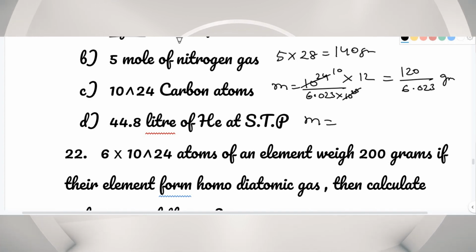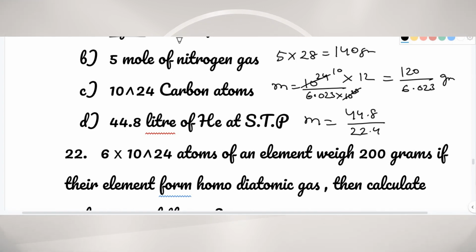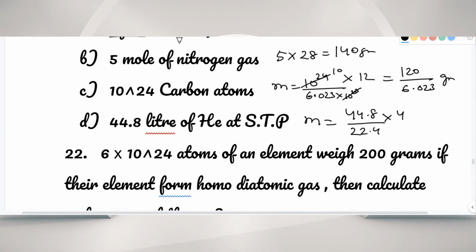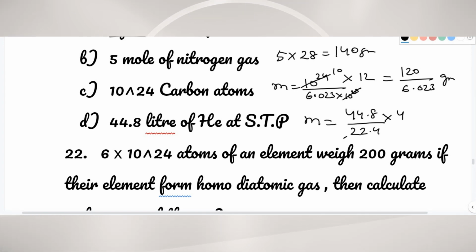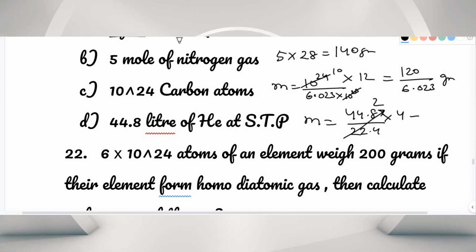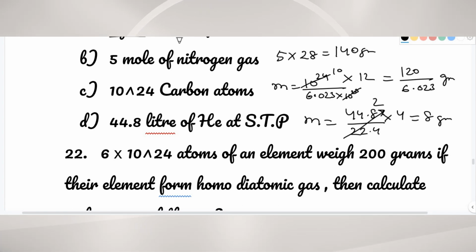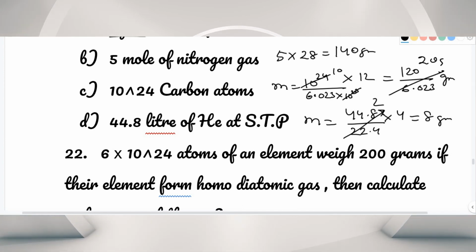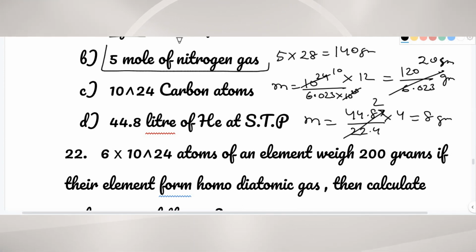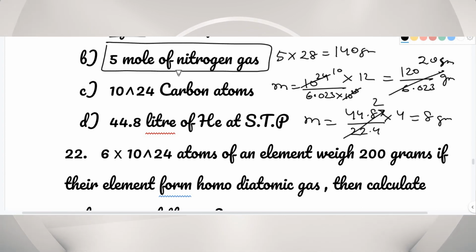Mass is 44.8, this is the given volume by 22.4 liters times helium means 4. So that's 2 times 4, that's 8 grams. Okay, and about which is the highest? Highest appears to be 5 moles of nitrogen, but before that, what is 120 divided by 6.023? Okay, this one is close to 20 grams. So which has the highest? Highest is 5 mole of nitrogen gas has the highest mass.